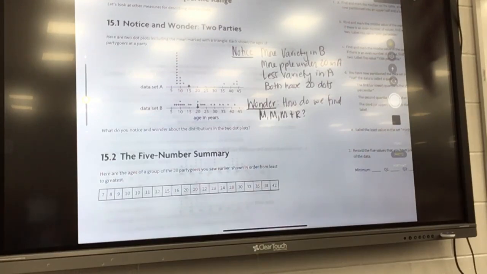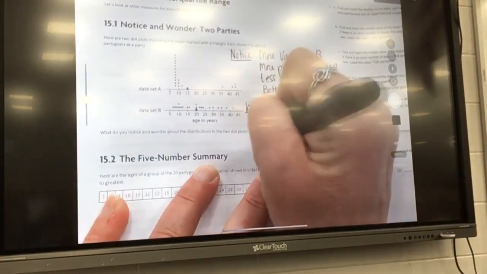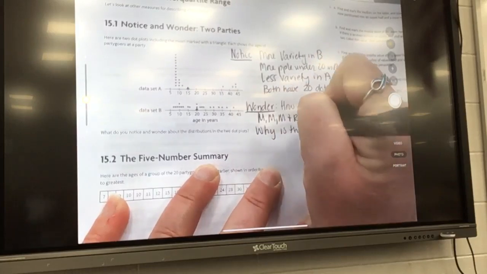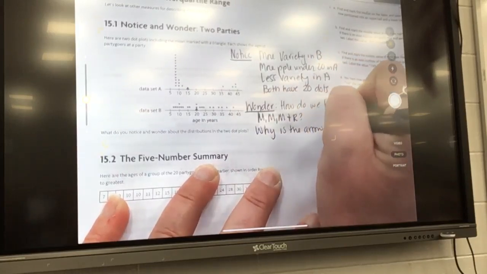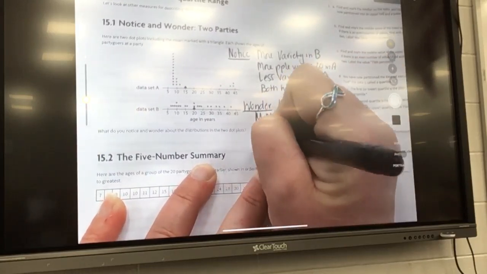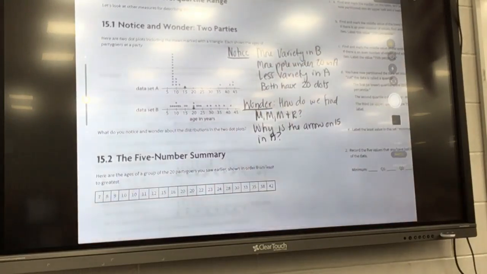Not an option. You can't play stupid in here because I know you're smart, so you can try. What do you wonder? Why is the arrow on 15? Fantastic. How many of you guys noticed the arrows? How many of you guys wondered what they meant?